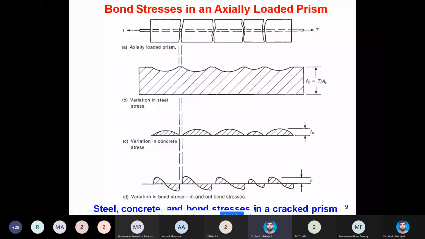Concrete is weak in tension, so discrete cracks will appear along the length of the prism, which are schematically shown. Now, since some portion of the bar is exposed for gripping purposes, that portion of the bar has no bond because the bar is naked. So whatever is shown on the machine as the load, that load divided by the area of the bar will give you Fs, which is shown here, and the magnitude is this one.